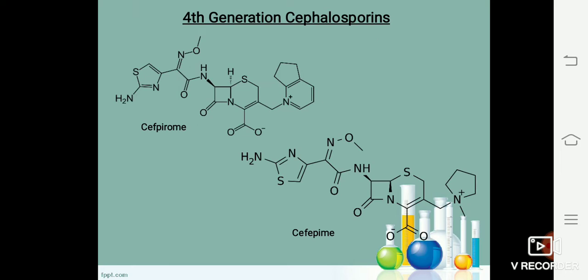Examples of the fourth generation cephalosporin: cefepime. These are the fourth generation of the cephalosporin.